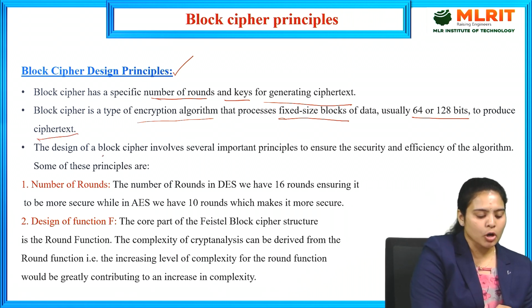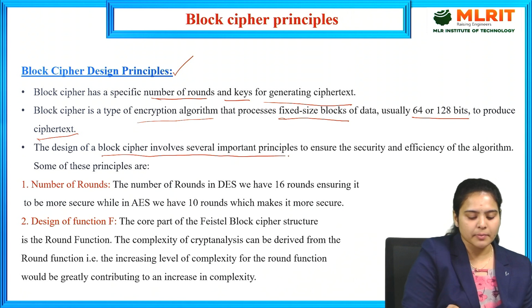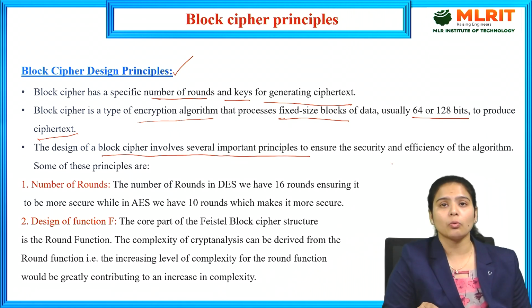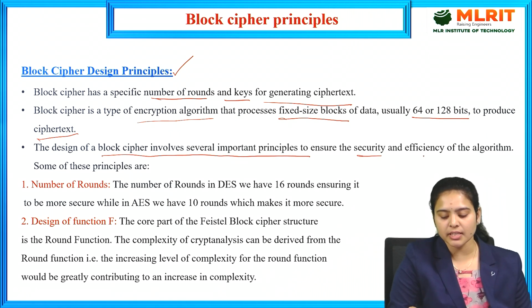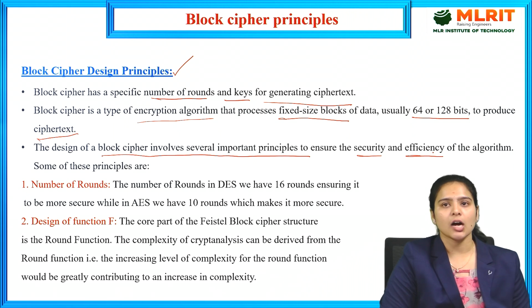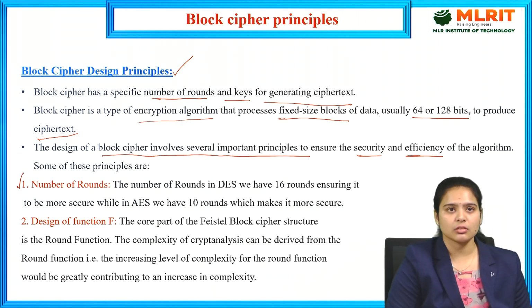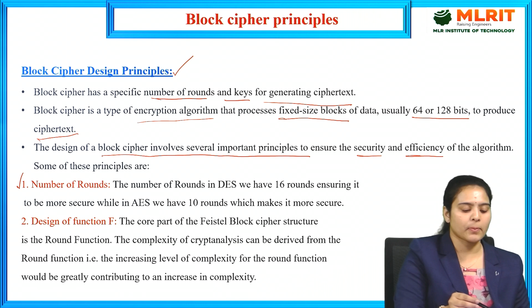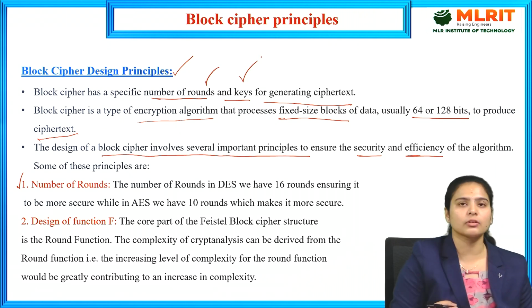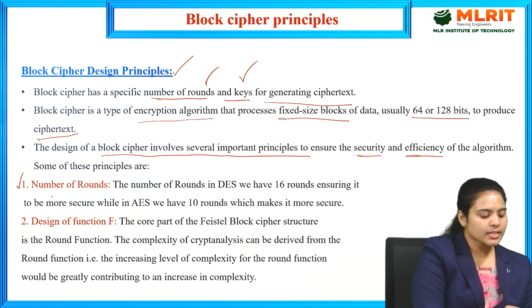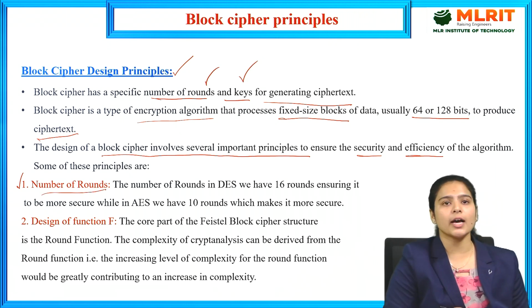In this block cipher, it also involves several important principles to ensure the security and the efficiency of this algorithm. So there are 9 principles in the block cipher design principles. We are going to see them one by one. First one is number of rounds. These 9 principles work based upon the number of rounds and number of keys. How are they going to perform?